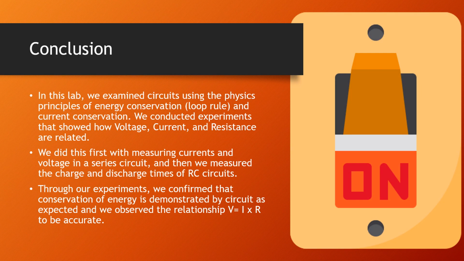Conclusion. In this lab, we examined circuits using the physics principles of energy conservation and current conservation. We conducted experiments that showed how voltage, current, and resistance are related. We first measured currents and voltage in a series circuit, and then we measured the charge and discharge times of RC circuits. And through these experiments, we are able to confirm that the conservation of energy is demonstrated by a circuit as we expected, and we observed the relationship V equals IR, which is Ohm's law, holds true.